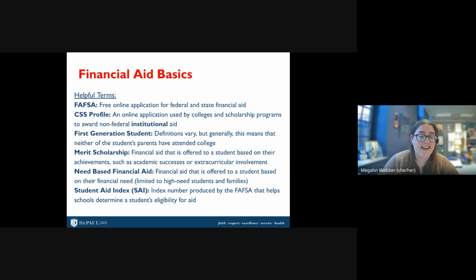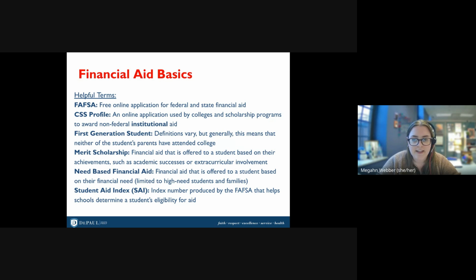So merit scholarships, again, are not need-based. Income is not usually taken into consideration when we're talking about merit scholarships. On the other side, we have need-based financial aid. As the name implies, this is based on a student's financial need, which is usually demonstrated by those applications that we talked about. So with these, a student's income, family size, parents' income, those kinds of things are taken into consideration to see if a student would be eligible. So obviously, need-based aid is not available to every student, just because the eligibility does differ. Usually, like I mentioned, it is limited to higher-need students and families when it comes to finances.